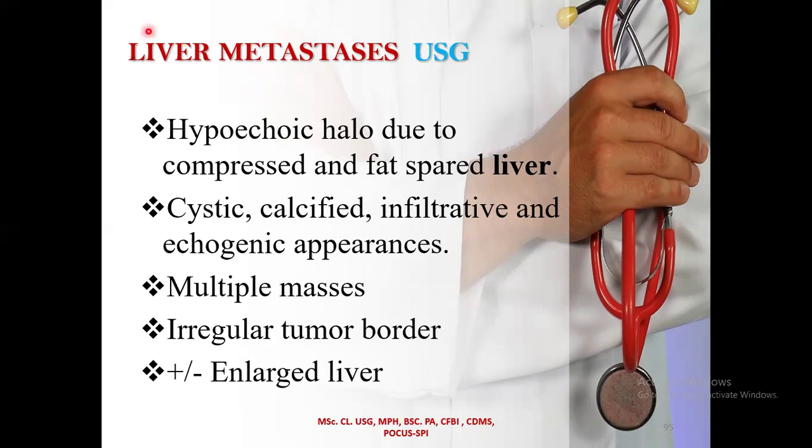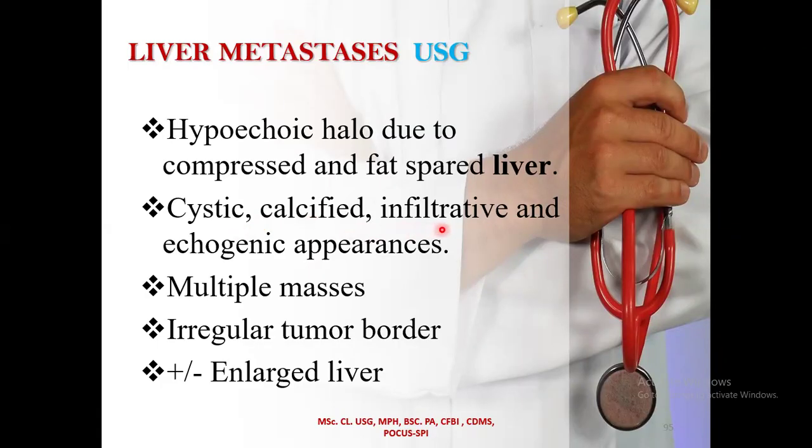Okay. So on ultrasound, you see a hypoechoic halo due to compressed and fat-spread liver. I'll show you what we call hypoechoic halo. Yes, it's a sign for metastatic diseases. Almost all metastatic diseases, you see a hypoechoic halo around them. Not all of them do, but most. The heart? No, the heart is not close to the liver. Mostly the heart doesn't get cancers. Yes, the heart is mostly safe from cancers. It's not like it can't get, but it's not a candidate for cancer most of the time.